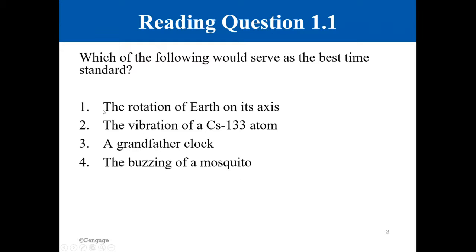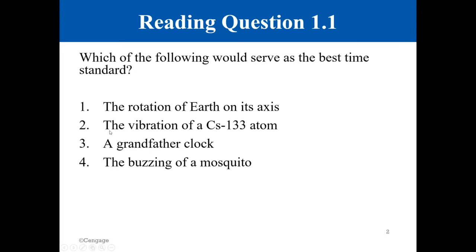Each one of these represents some time period. But in order to use one of them as a standard, it has to be fixed. It has to be reproducible. Whether you did the measurement here or in another country, on another planet, it has to be the same. So this does not apply to a grandfather clock. It doesn't apply to the buzzing of a mosquito. The rotation of Earth on its axis also changes, depending on where we stand on Earth.